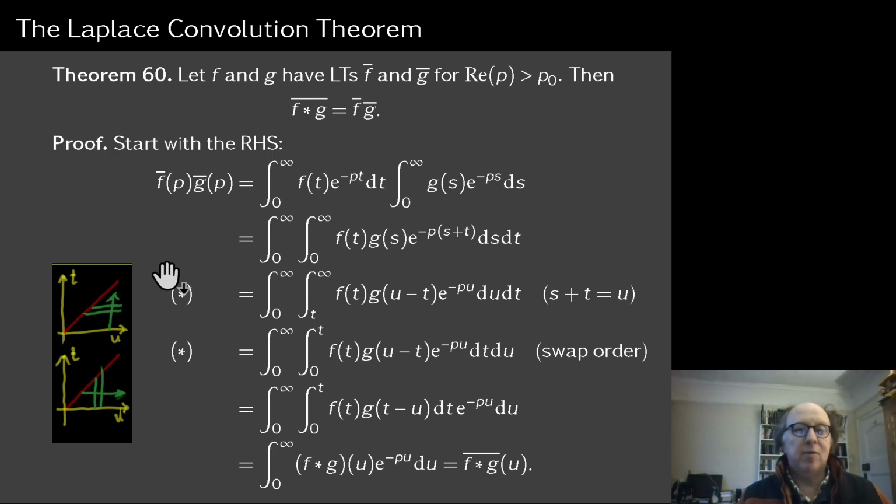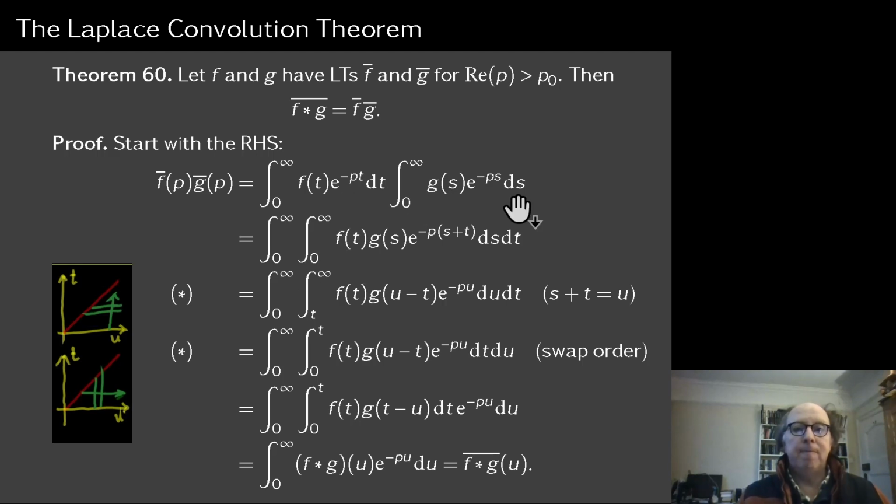So how do we prove this? It's actually quite simple. Let's start with the answer. Start with the right-hand side, f bar g bar, f bar of p, g bar of p. So there's f bar of p, the integral of f of t e to the minus pt, and g bar, the integral of g of s e to the minus ps. We use a different variable, of course, so as not to get mixed up.